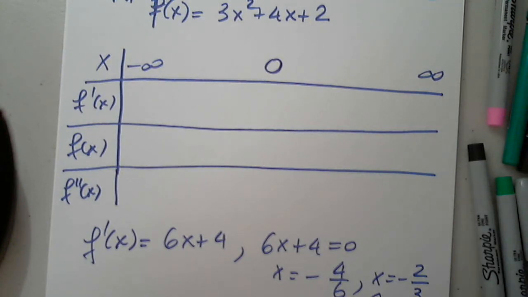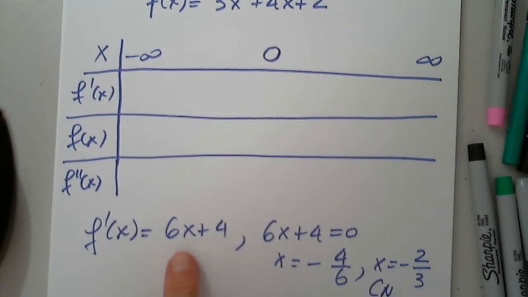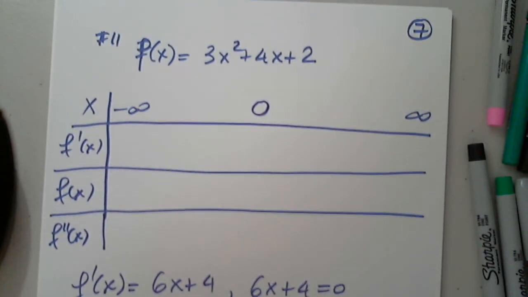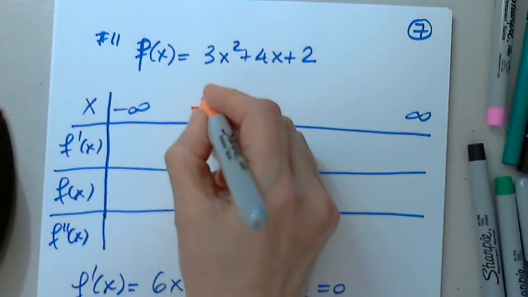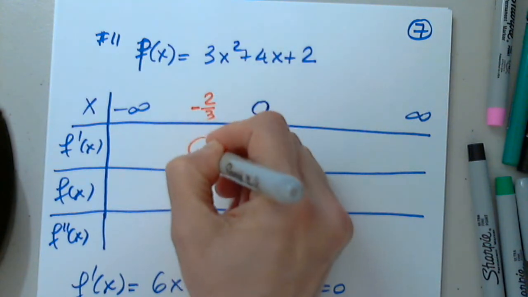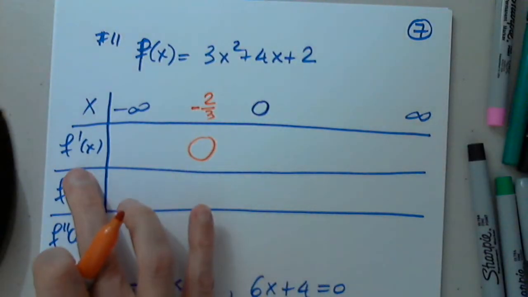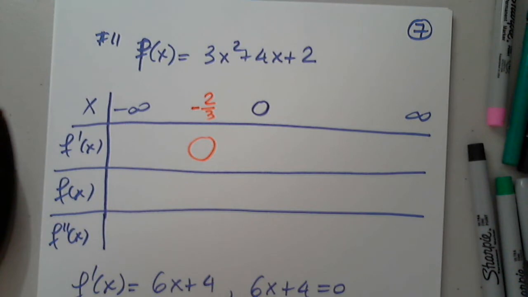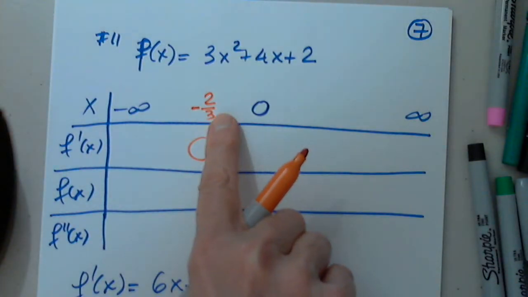Can critical numbers come from f prime being undefined? No, it's a polynomial. Thank you very much. Good, so I put in the table negative 2/3, and 0 for the derivative. The derivative is 0 at negative 2/3.